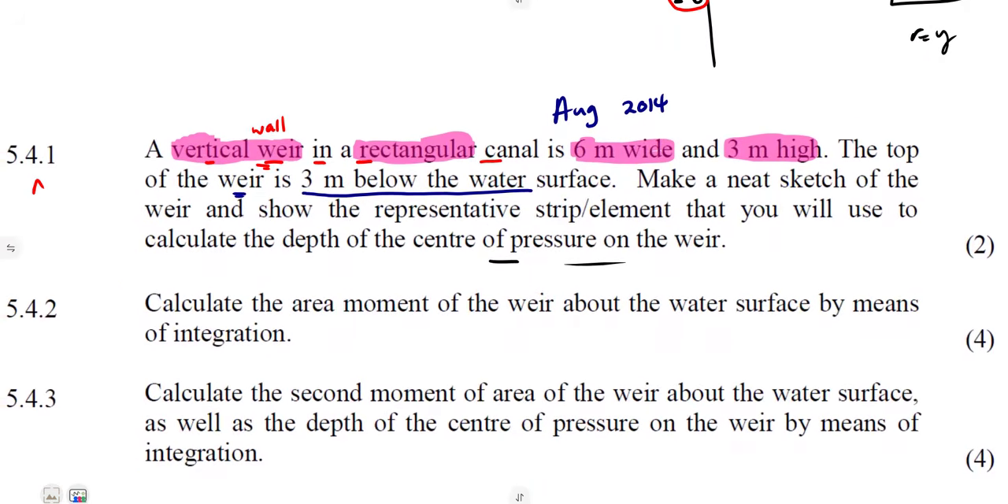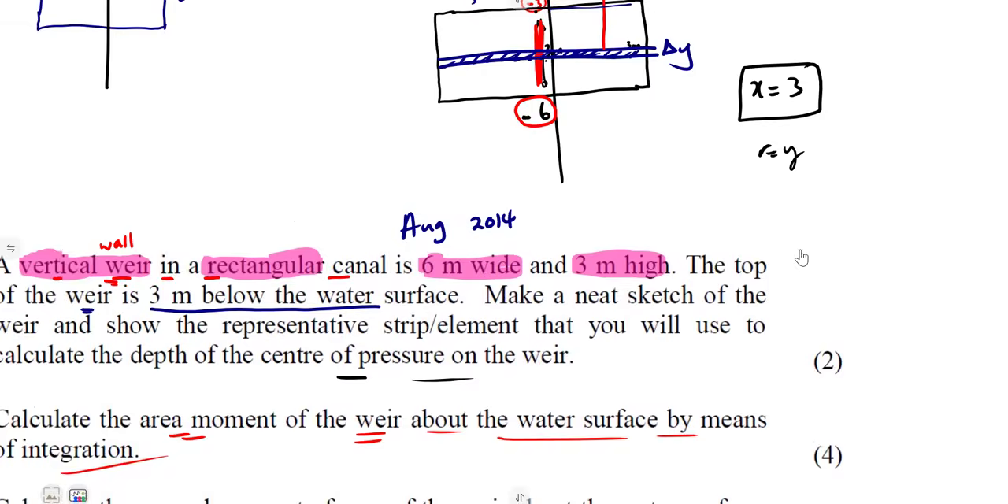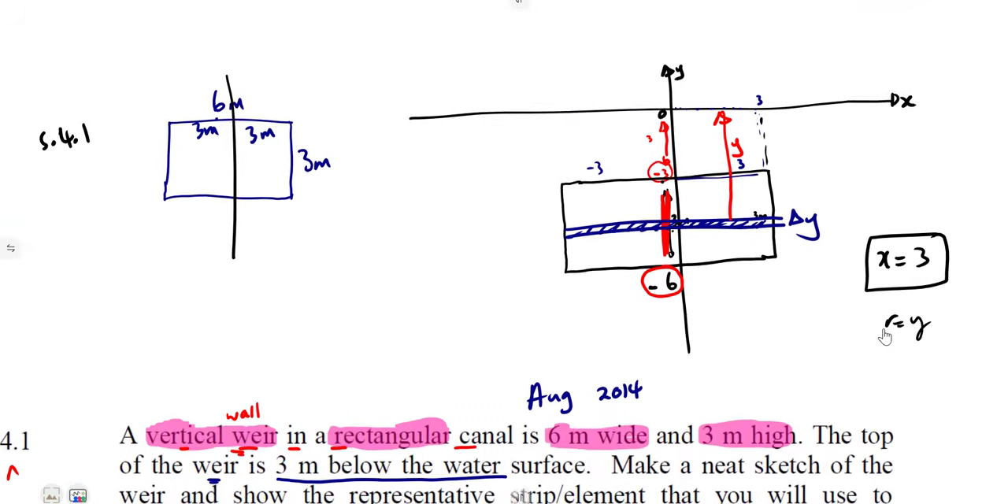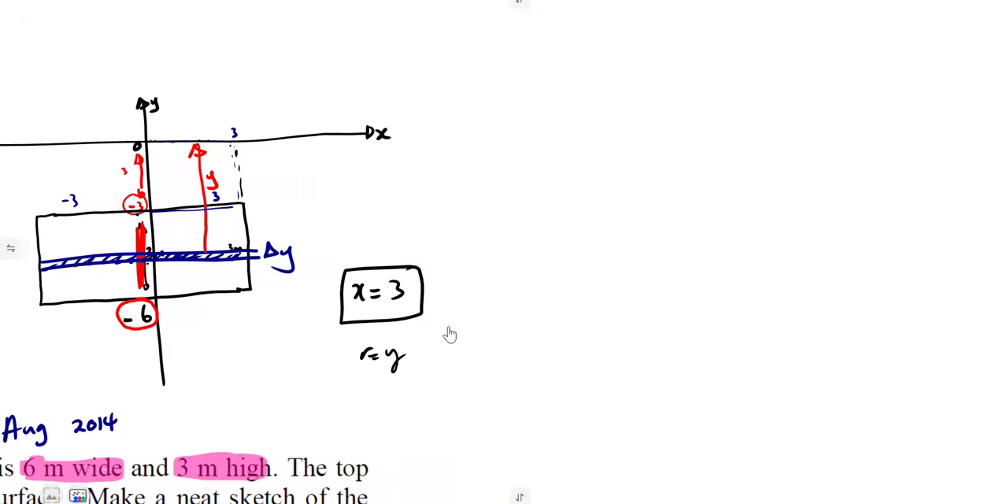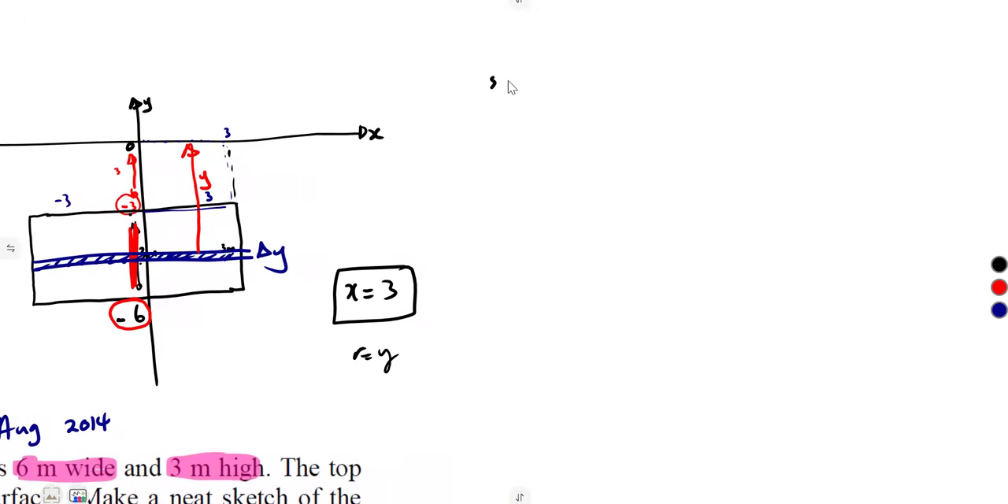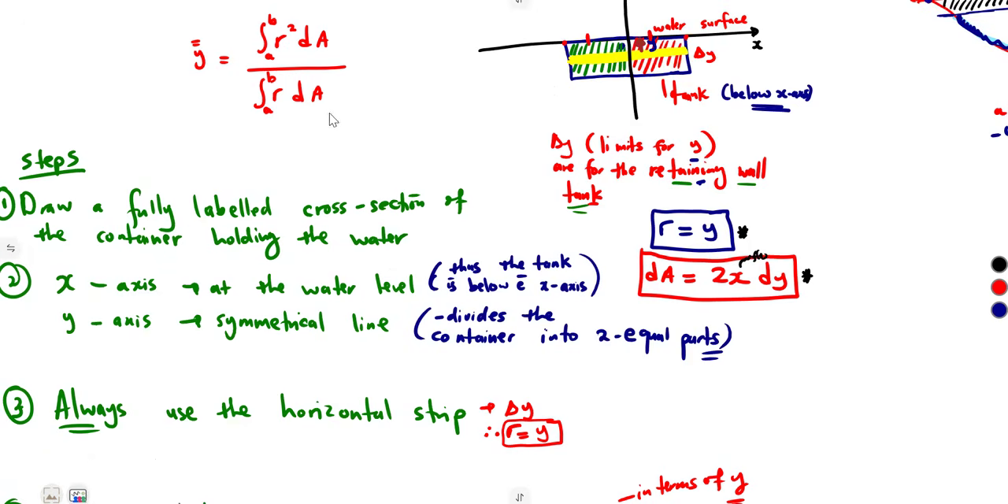5.42. Calculate the area now. Calculate the area now, of what? Of the wall that you're given there about the water surface by means of integration. So we are back to that concept. So this was 5.41, 5.42. This is what we're going to need. When they say area, the area moment is the first one, the first area moment. So this is the integral of r dA from a to b.